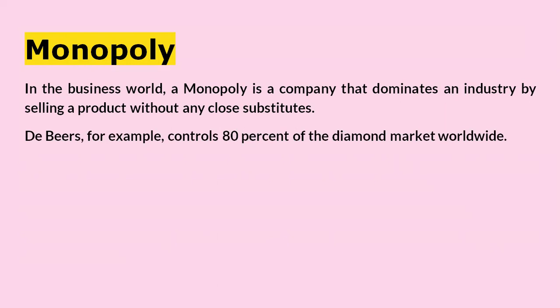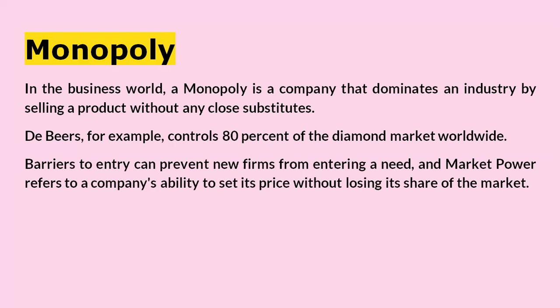De Beers, for example, controls 80% of the diamond market worldwide. Barriers to entry can prevent new firms from entering a market, and market power refers to a company's ability to set its price without losing its share of the market.